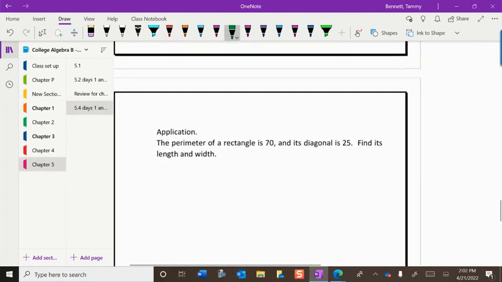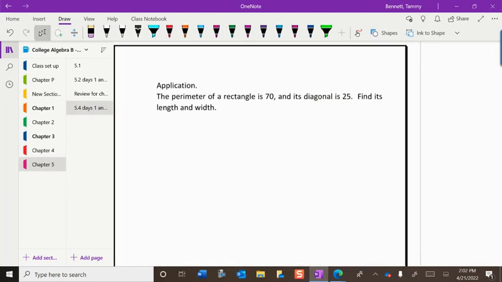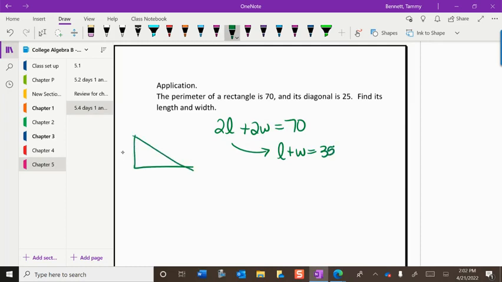All right, last one. The perimeter of a rectangle is 70. So what that means is 2 L's plus 2 W's has to be 70. Let's make that nicer. So I could say that is L plus W is 35. Its diagonal is 25. So if I have the width and the length, and this is 25, I can use Pythagorean theorem. So L squared plus W squared is 25 squared.